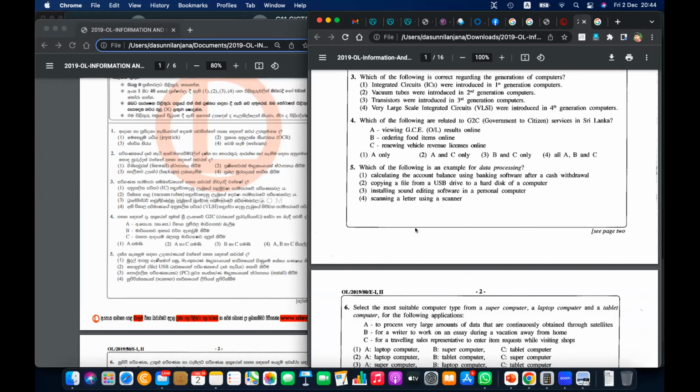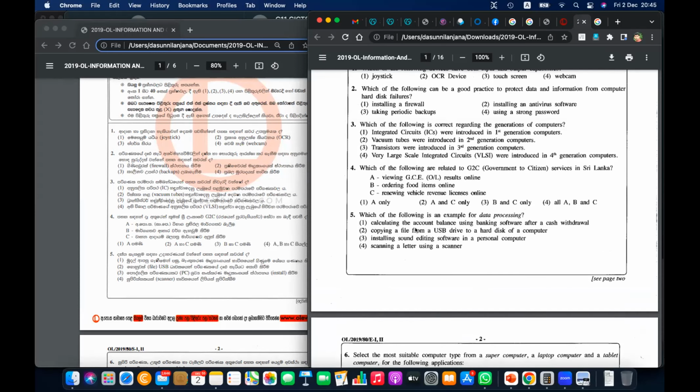Fifth one, which of the following is an example? Fourth one, which of the following is related to G to C services in Sri Lanka? Okay, there will be one question from this section. මෙතනින් එක question එකක් අනිවාර්යයෙන්ම එනවා. හරිද? මේ මොනවාද මේ e-business types?